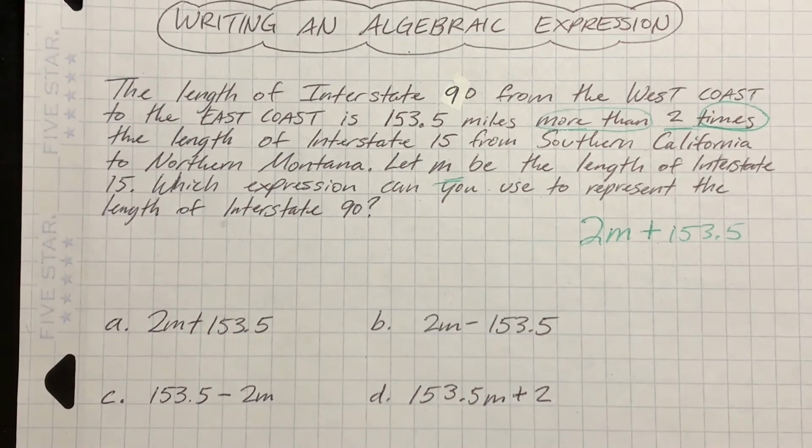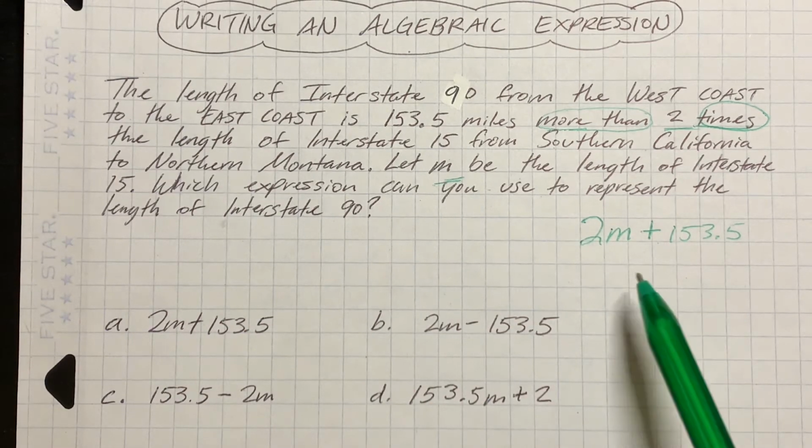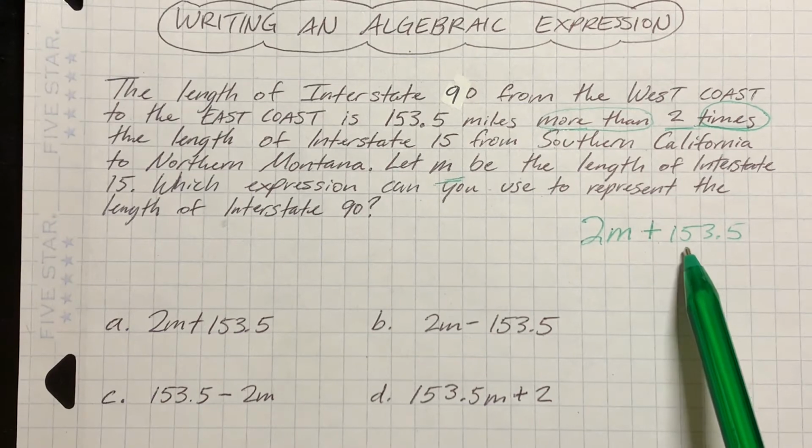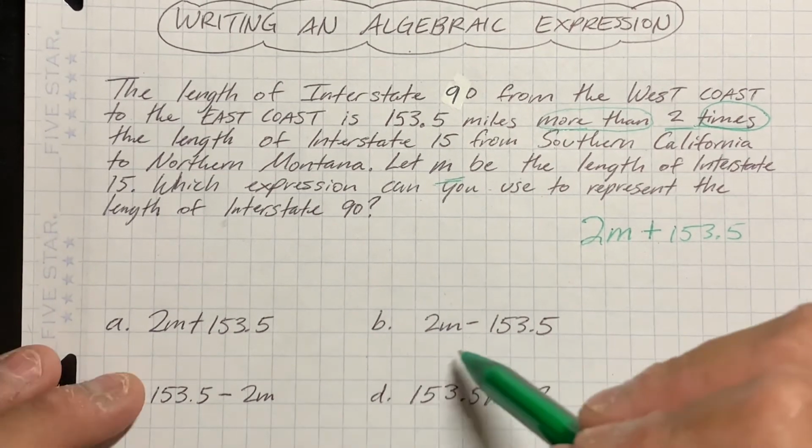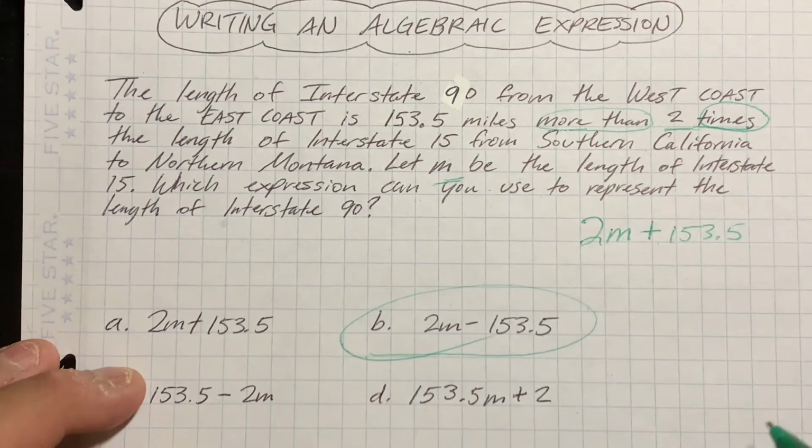There you go. We just wrote an algebraic expression from this situation. The algebraic expression is 2m plus 153.5. Do we see that anywhere? Yes, we do. The correct answer is going to be B.